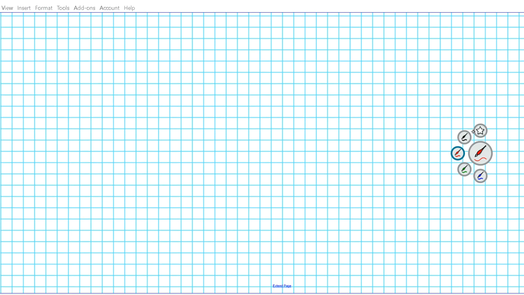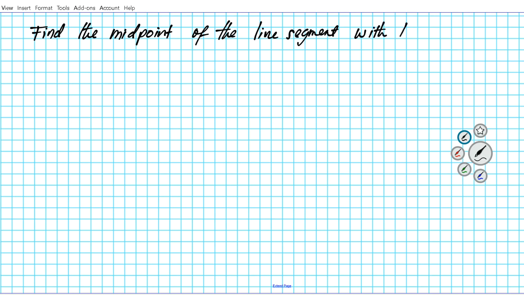Alright, so the instructions for the two examples we're going to be working on are as follows. You're to find the midpoint of the line segment with the given endpoints. Okay? Alright, so for number 1, let's say we have the line segment with the endpoints -6, -8, and 0, 10.